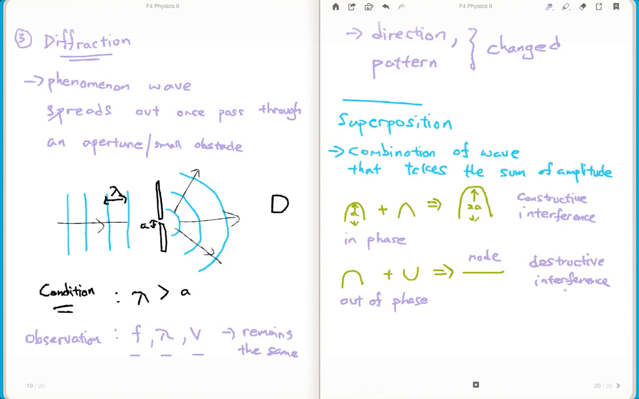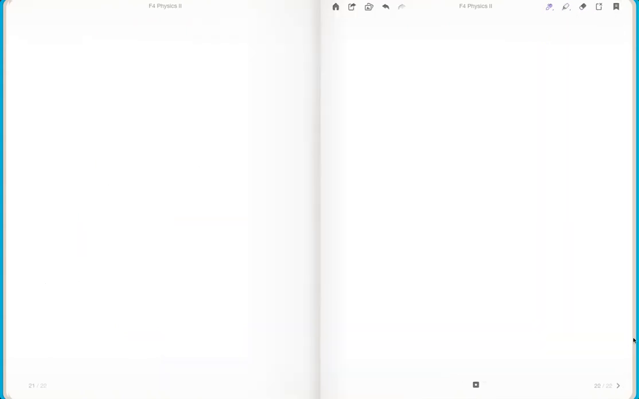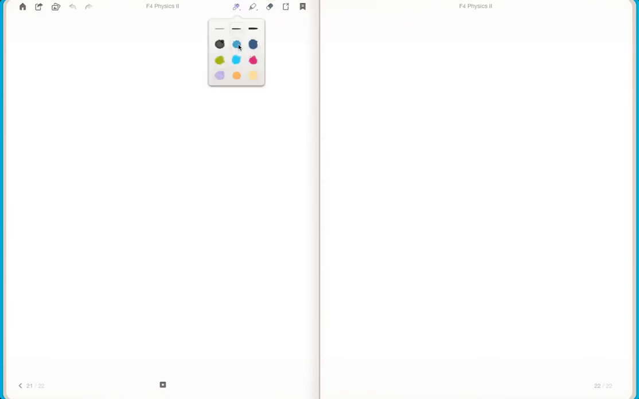This is a node. When you have constructive, this is called an antinode. Node is none, then antinode is the opposite. Okay, that's all about superposition. For calculation, how do you calculate them? Because what happens, you have two of these in my next page. I'm going to finish it in this video, don't worry, where you have the double slit experiment, Young's double slit experiment, right?